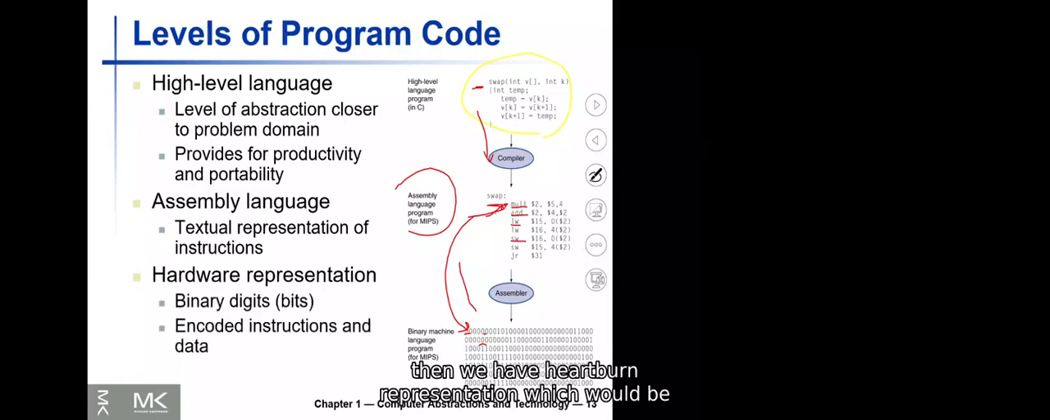And then we have hardware representation, which would be binary, digits 0 and 1s that we used. So these are the encoded instructions which are given to the machine. And then the machine starts to fetch these instructions, then decode them. So what is this? For example, this is load word something. So decode it and then execute it. And then again, the next instruction. Fetch, decode, execute. The next instruction. Fetch, decode, execute.